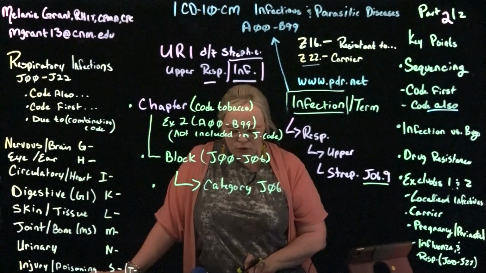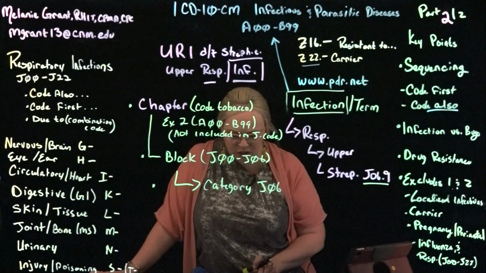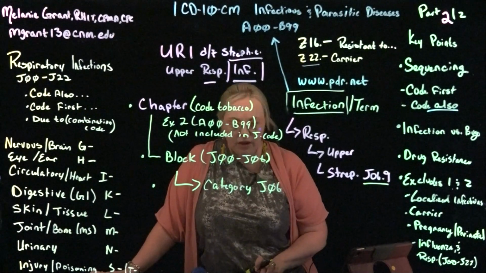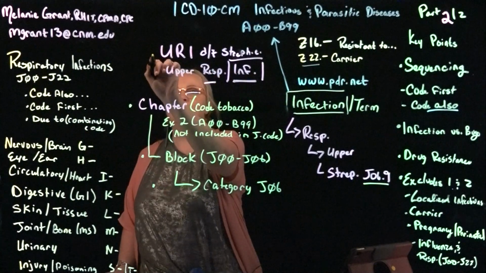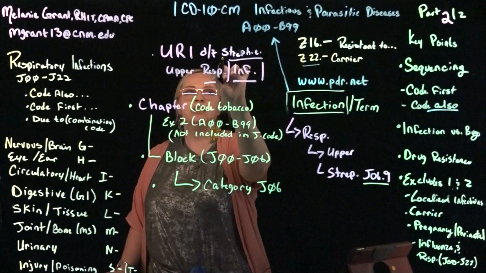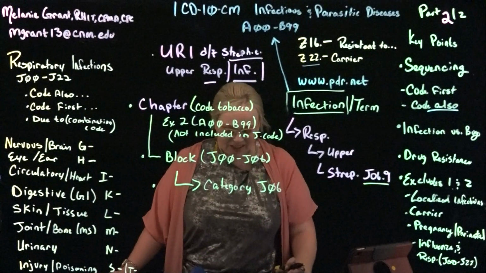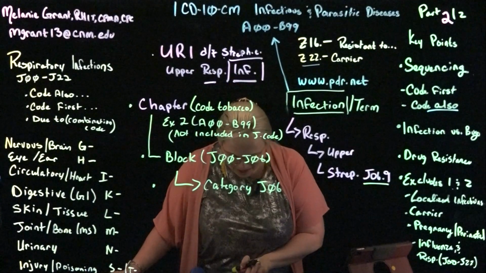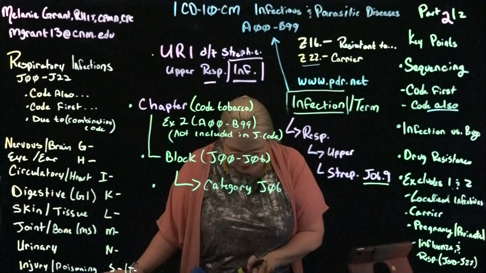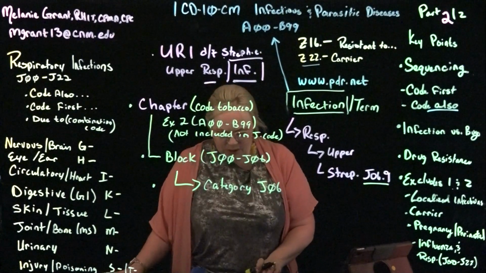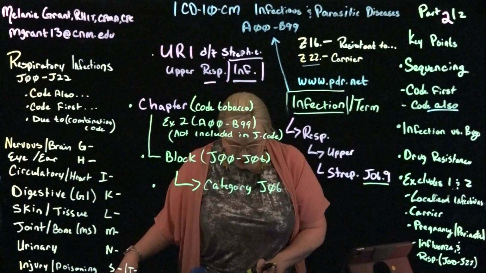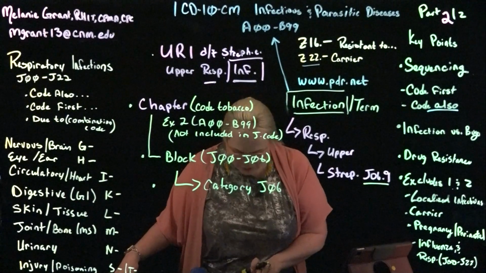There is an excludes 1 note for acute respiratory infection not otherwise specified. So I would come back here and say, is it not otherwise specified? No, it is. It was streptococcus, not staphylococcus, not staph. And then there's also excludes 1 for influenza virus with other respiratory manifestations and streptococcal pharyngitis.